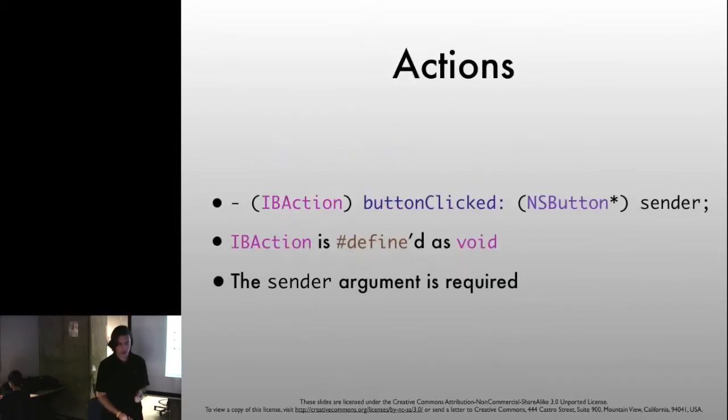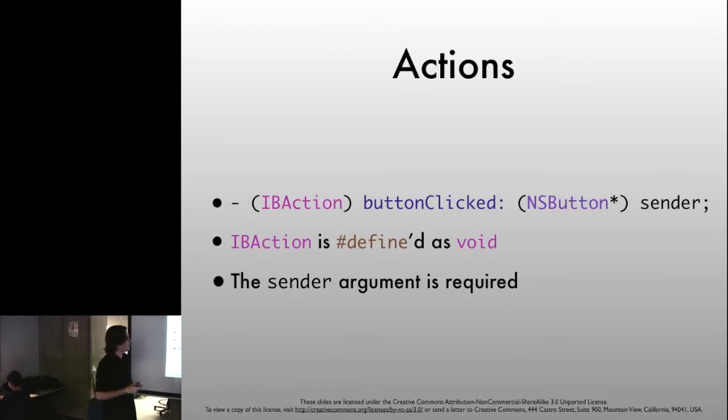Okay. And then on the other end, you have actions, and actions are pretty simple. It's just a method that returns nothing. Again, we have a special keyword, IBAction, which is just a flag for Interface Builder to see, okay, this is a method that I can call from my user interface. But it's actually just defined to be void.